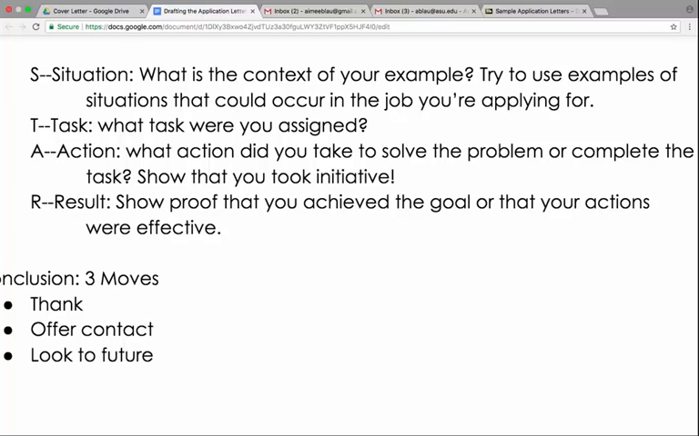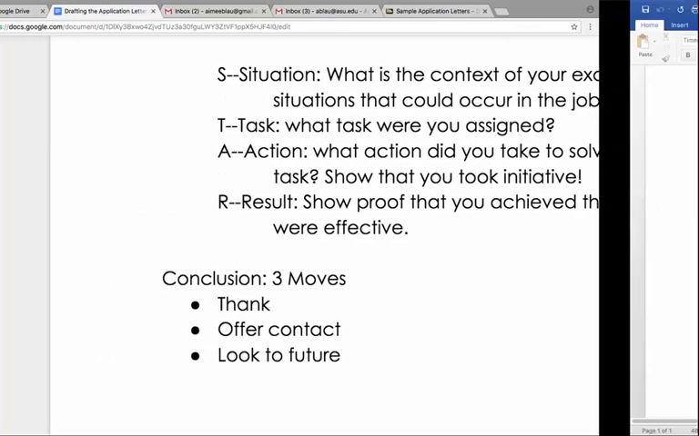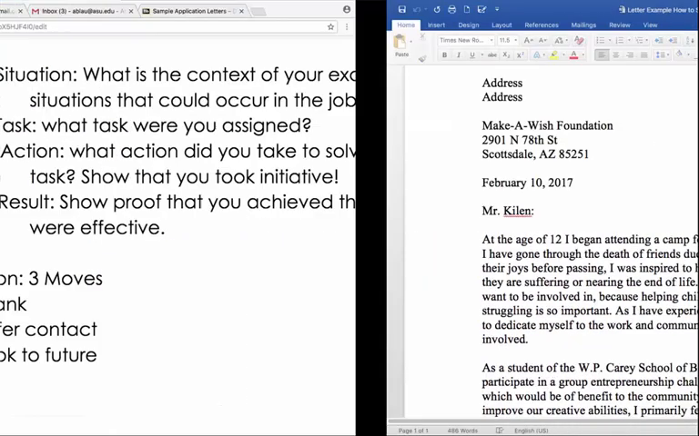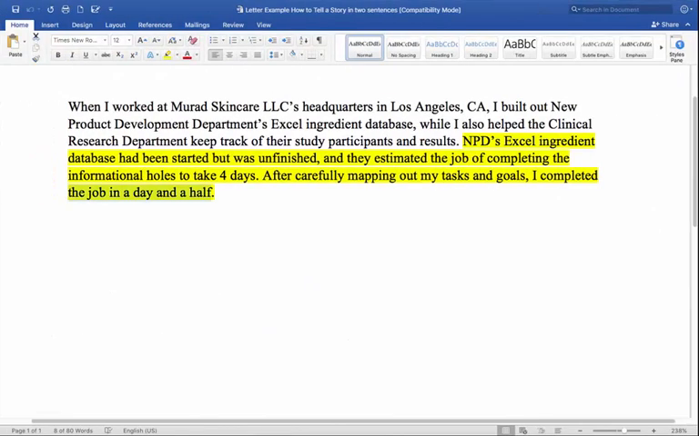So you want to show proof. Sometimes it's easier with quantitative data, but if you're talking about a soft skill, really try to think of a way that you can prove that you achieved that goal or that you have that skill. I want to look at this example because the STAR method doesn't necessarily have to take up a ton of space. Sometimes students think, oh gosh, if I have to do all those things, I have to write a really long paragraph, but that's not true.